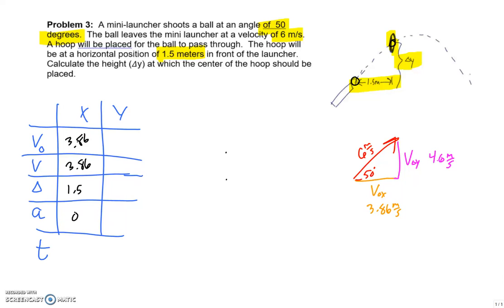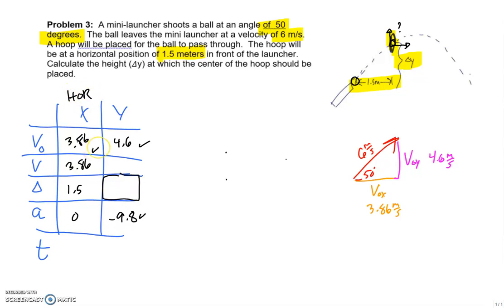No acceleration horizontally. Initial velocity vertically, we calculated 4.6 meters per second. At that point, we know its horizontal velocity, but we do not know the vertical velocity, so that's unknown. We're trying to figure out how high to place that hoop, so that's unknown, but we do know acceleration is that, and we do not know the time. This may seem like we don't know enough over here to do anything. We only know two things, but look at the horizontal information.